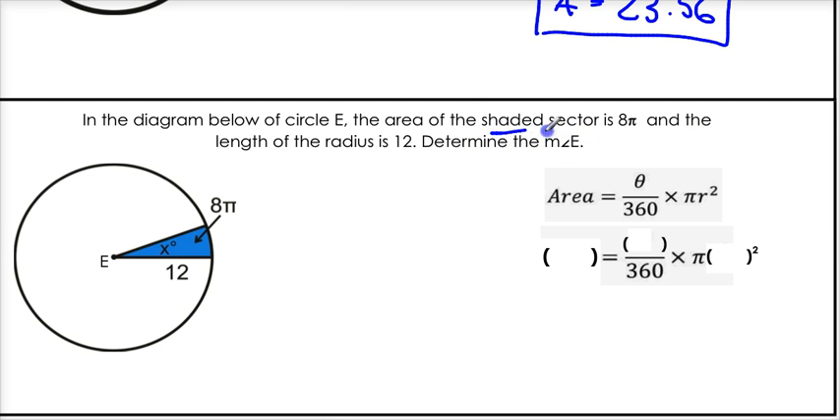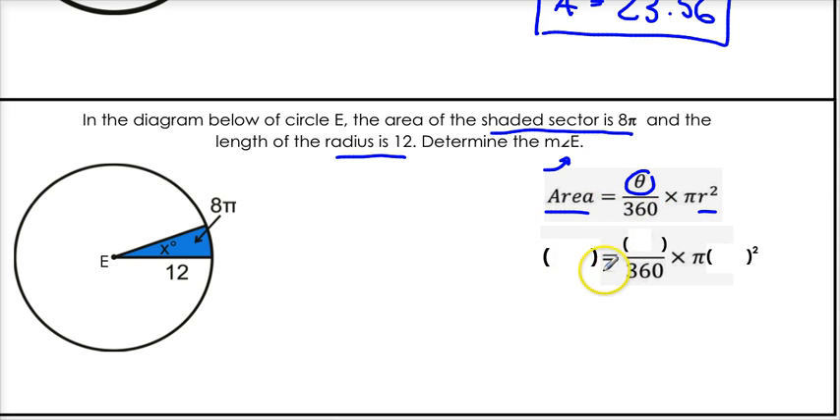Now they have given us the area of the shaded sector, and they've given us the radius, and we want to find the angle. Now to solve this problem, what you're going to do is do things a little differently, but once again, we're going to plug in. So we have the area, we have the angle, and we have the radius. What we're going to do is plug in what we know.